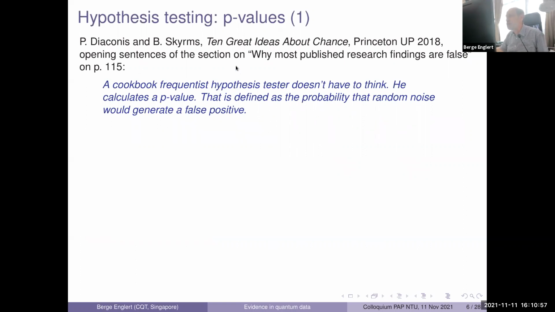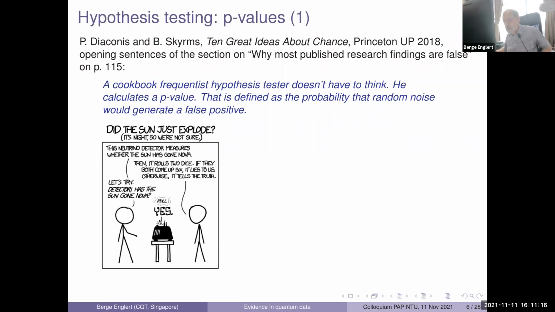And so what do they say? Under the section "Why most published research findings are false," they say: a cookbook frequentist hypothesis tester doesn't have to think. He calculates a p-value, that is defined as the probability that random noise would generate a false positive. And then they reproduce a cartoon that has been around for many years already, but if you haven't seen it, I will show it to you. If you have seen it, you will enjoy it again.